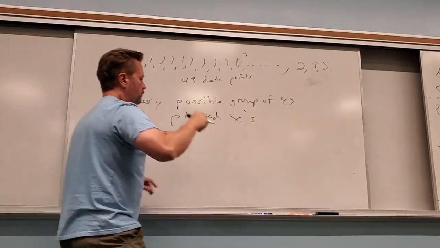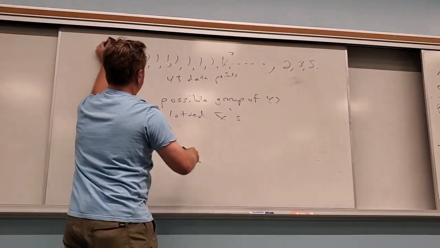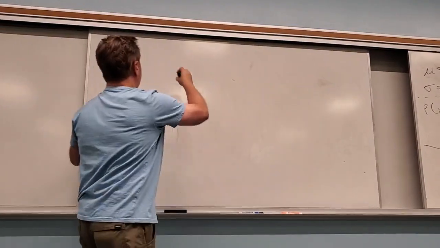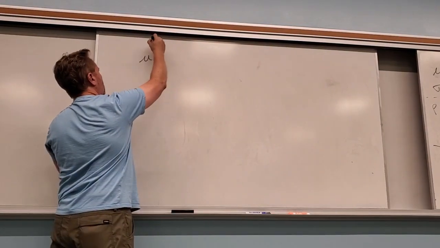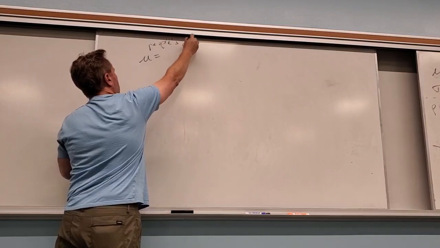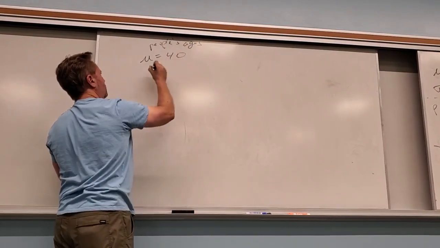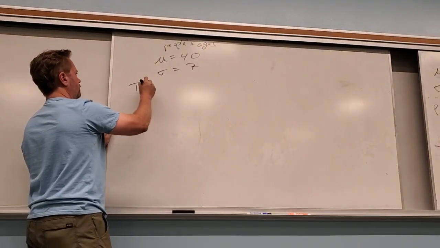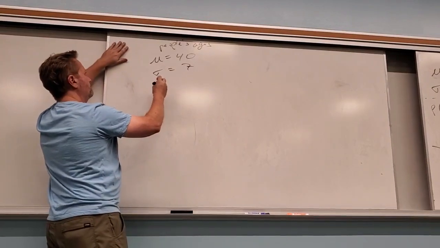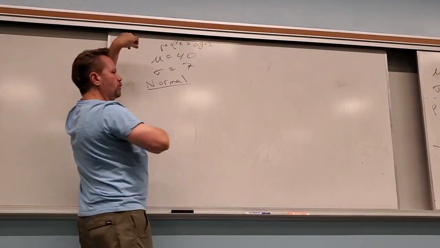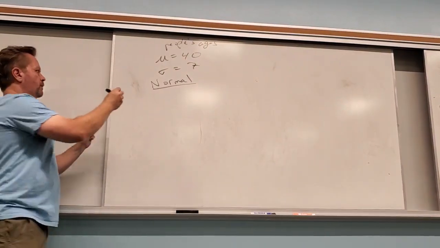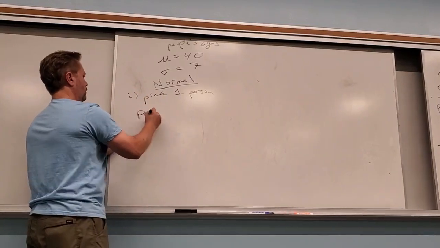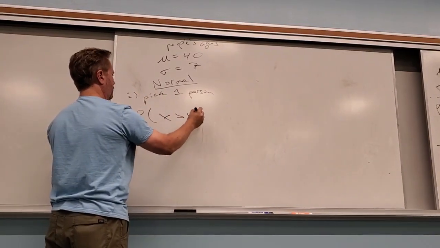So watch this. Let's do a problem. Let's do an example problem from chapter 7. Let's say that I have people's ages, and the mean is 40, standard deviation is 7, and I tell you that it's normal. We know it's normal. You with me? So if I pick one person, and you find the probability that their age is more than 42.